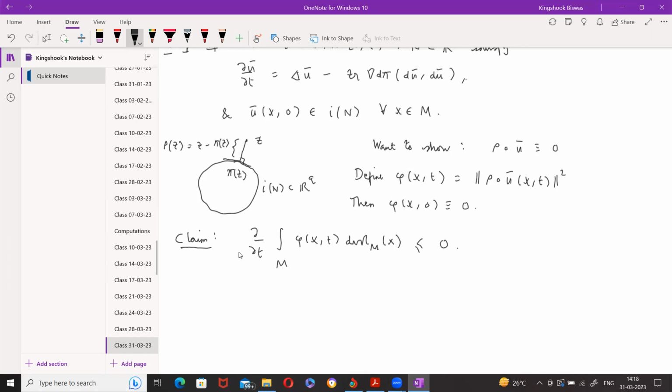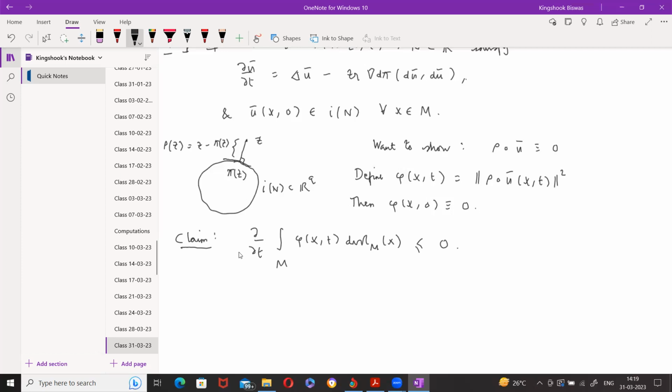Then we will be done, because that means this integral is monotone decreasing, but at time 0, this integral is 0. And the integral is non-negative because it's the integral of a non-negative function. So if it's monotone decreasing, then it has to be less than or equal to 0, but it's also greater than or equal to 0. Therefore, it is identically 0 for all time t. And then because the function phi is non-negative, that means that phi is identically 0 for all time t. So then we're done.